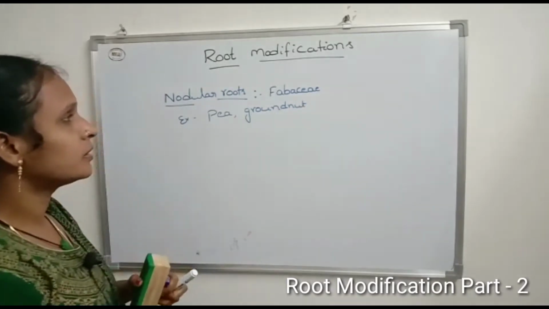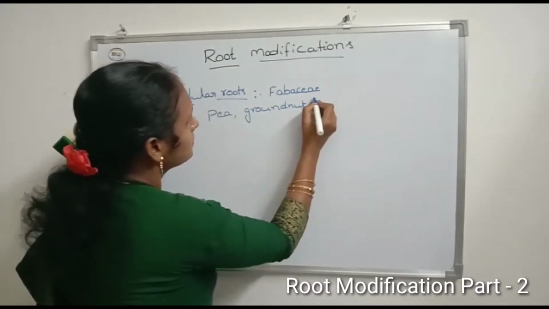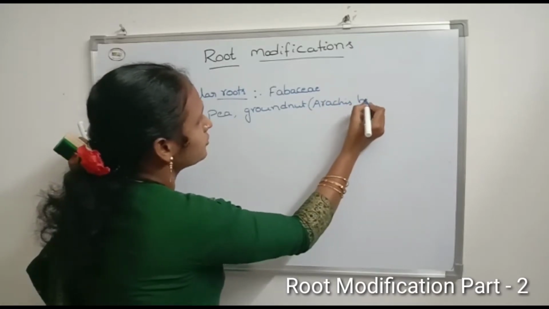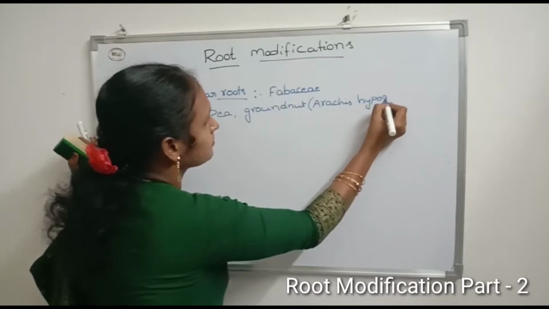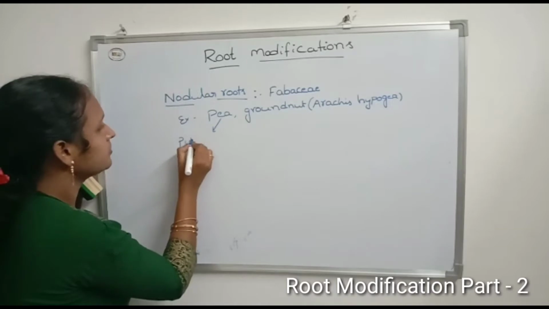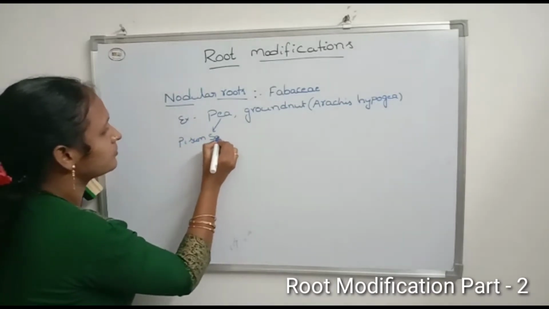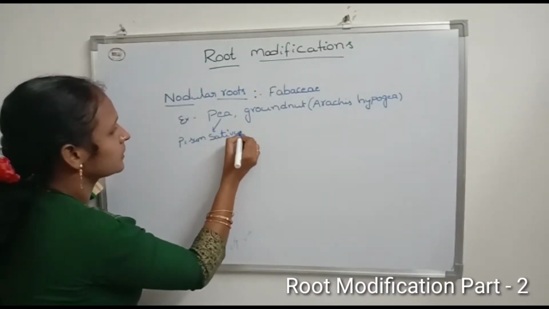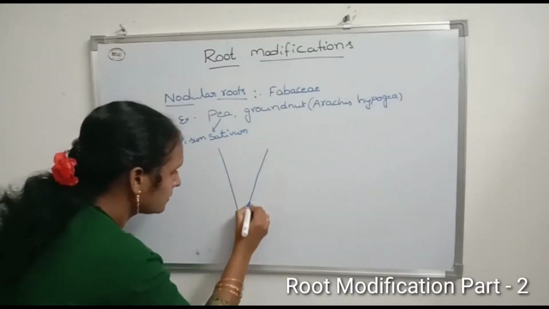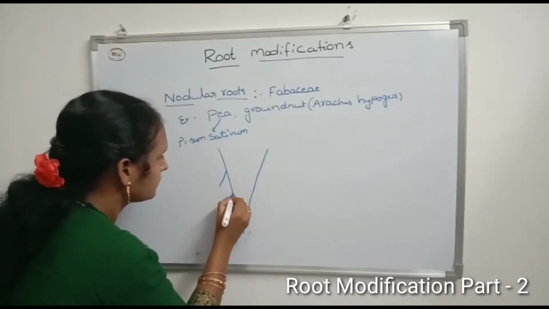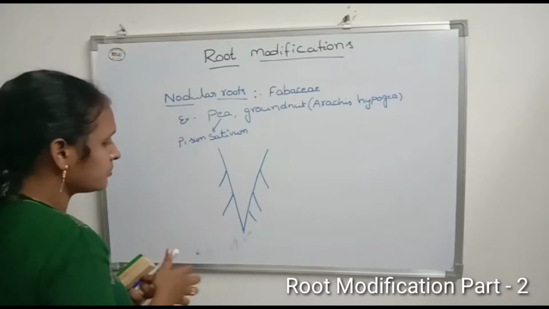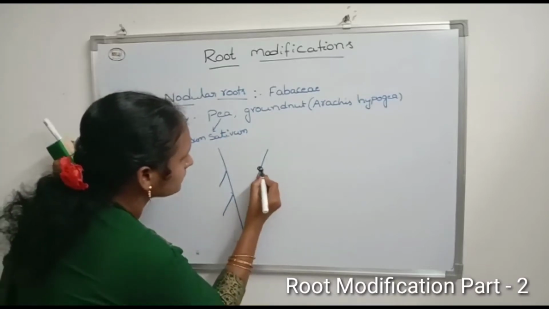Groundnut scientific name already discussed: Arachis hypogea. And the pea plant scientific name is Pisum sativum. In these plants, the roots have small nodules.